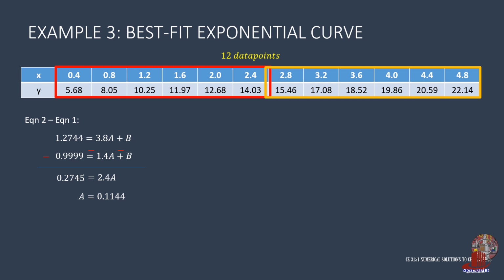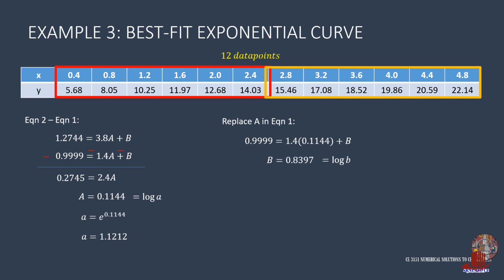0.1144. And this is considered as the logarithm of lowercase a. So to take the lowercase a, work on exponent, that is e raised to 0.1144, giving smaller case a as 1.1212. If capital A is replaced by 0.1144 in equation 1, b becomes 0.8397. Again, this is the logarithm of lowercase b.